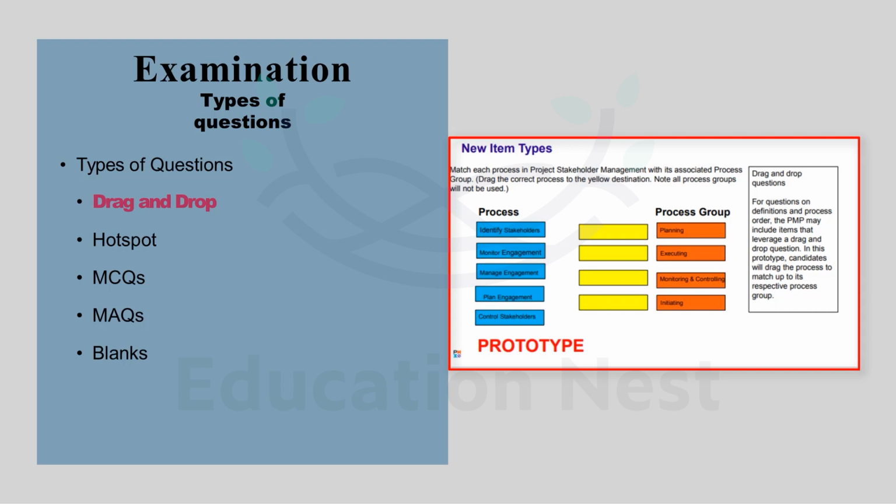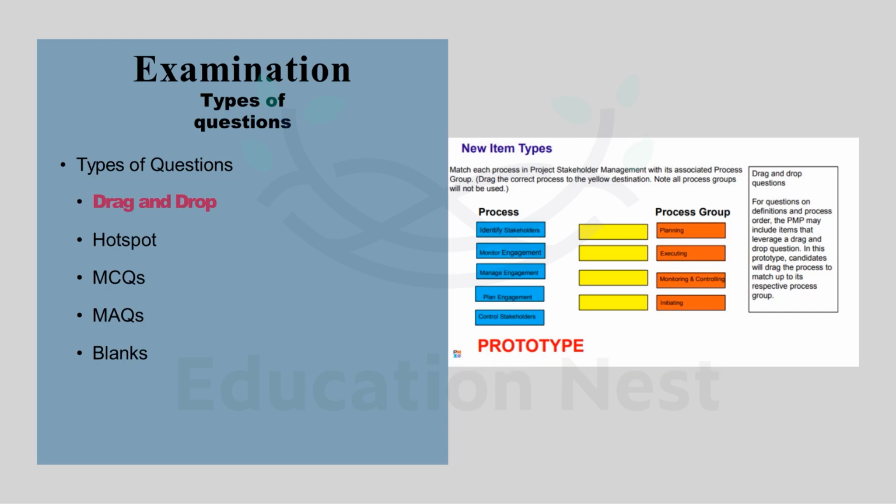They have illustrated the drag and drop with an example of matching the correct words. So this is also one style of asking drag and drop. Here we need to match the 5 processes that we see in blue with the process groups that we see in orange. Like identifying the stakeholders will go into the initiating group in this example, planning the engagement to the planning group, etc. This could also be one of the ways to ask the drag and drop questions.